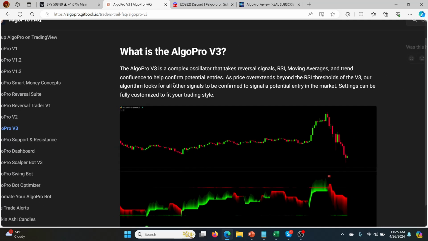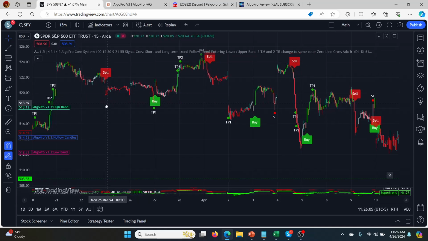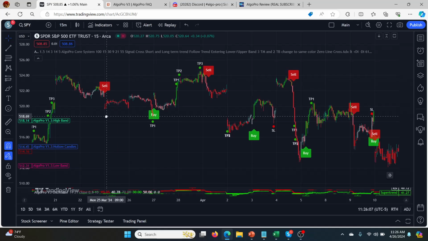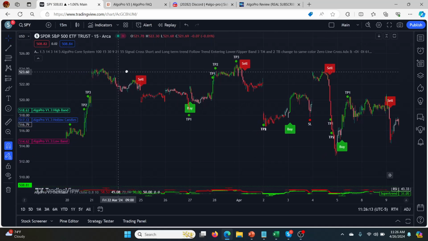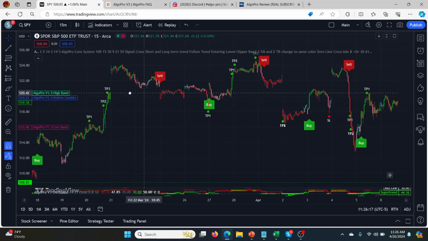I haven't done anything with this. All I've done is load up SPY. This is basically a 15-minute chart on SPY. I just picked the time frame randomly, nothing too exciting. And this is actually version 1.3, so my first time looking at it. Haven't actually taken any trades from it yet, but look at this. This works really nicely. So this is default.